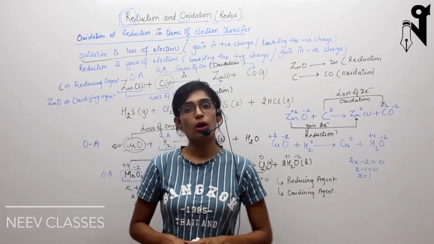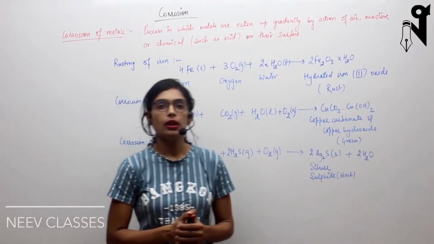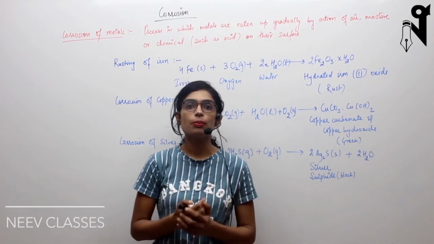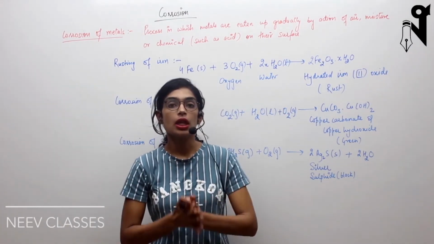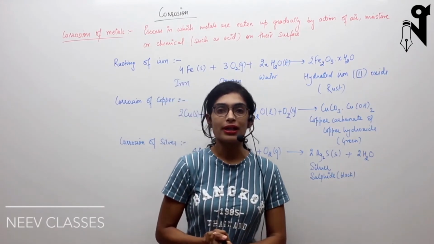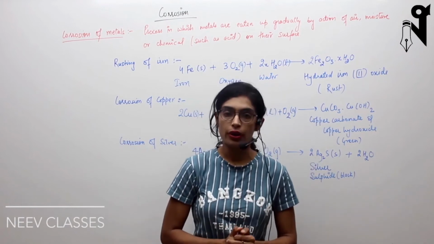Okay, now let's talk about corrosion of metals. Just now we have understood what reduction and oxidation are, and what they mean in terms of oxygen, hydrogen, electrons, electronegative element, and electropositive element. All the basic understanding we require to understand redox reactions, reduction, or oxidation, we have already got.